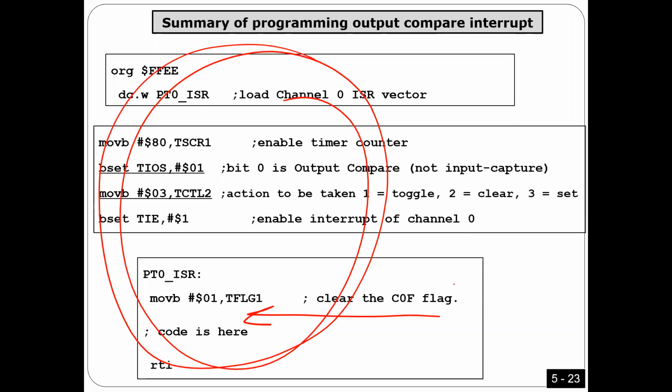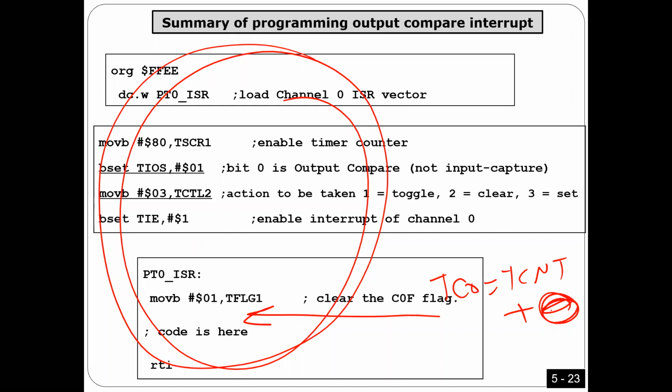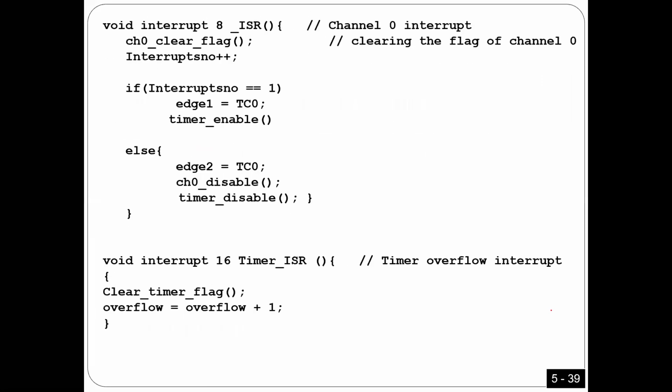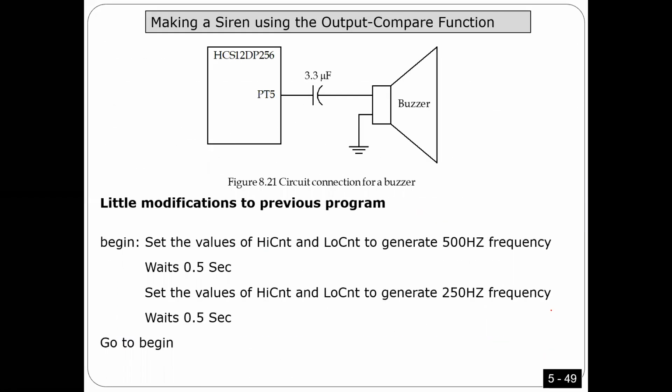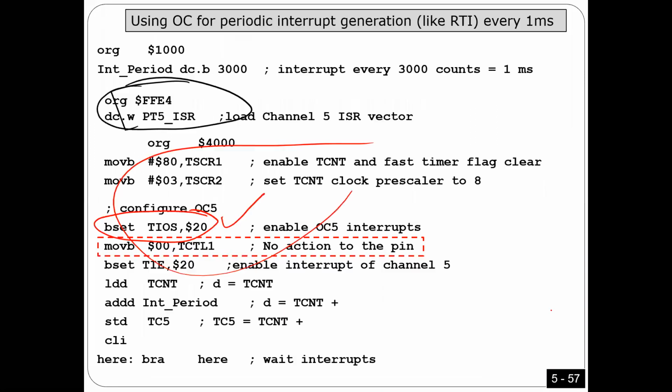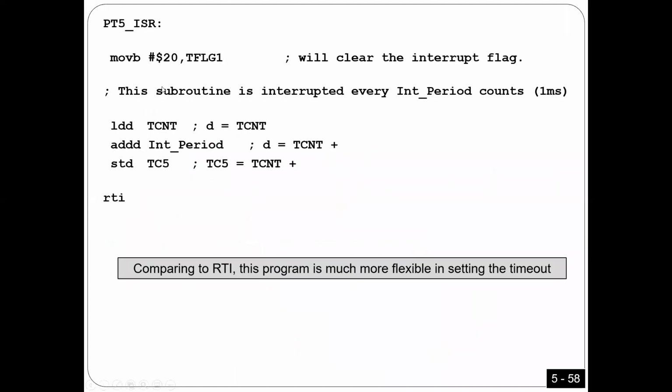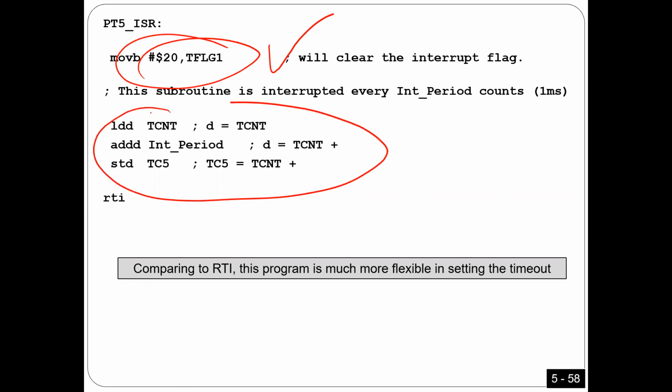Here, every time I'm going to say TC0 should equal TCNT plus count, for example, 900, 700. Every time you have to do that, right? That means interrupt me after 900, then in the next interrupt, me after 900. That's how you can make periodic interrupts like RTI. If you look here, this is just initialization similar to what I did before. You have to clear the flag bit.